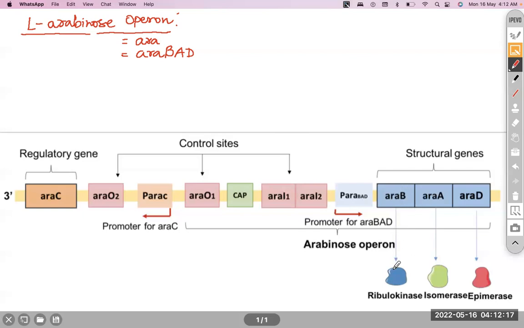araB gene product is ribulokinase. araA gene product is isomerase, a type of isomerase. araD is an epimerase. The name is very long, so in short, epimerase. araD gives rise to epimerase.